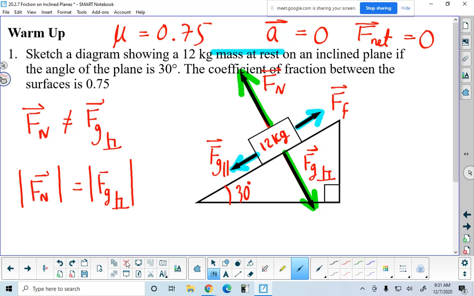The fact that the force due to gravity parallel to the ramp is equal in magnitude to the force of friction, the fact that the two blue vectors are equal and opposite, is only because it's at rest. If it were accelerating, that may not be the case. If it were accelerating, then maybe the force due to gravity parallel is greater, and that's why it accelerates, because it's slipping. And now we come back to the basic idea here.